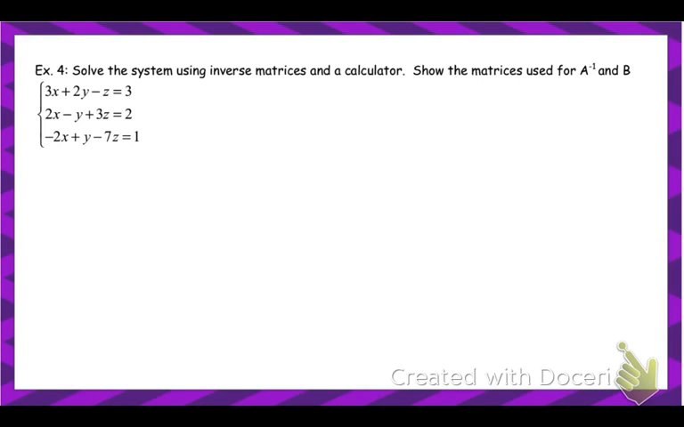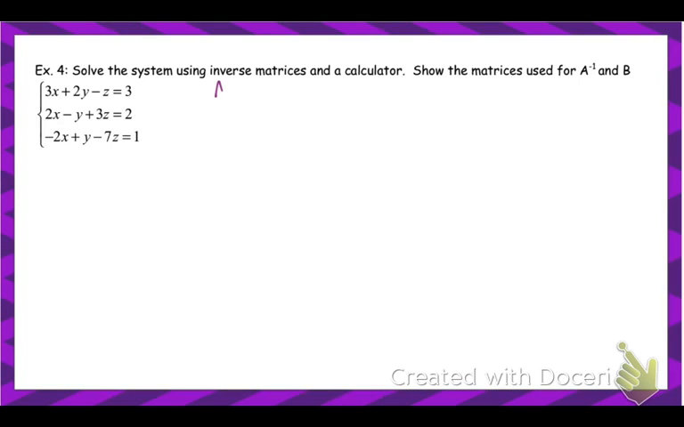So we're going to solve this using inverse matrices. But to find the inverse here, we're actually going to use the calculator, because finding the inverse of a 3x3 matrix is going to take a lot of extra time and a lot of extra calculations. We're just going to use the calculator to find our inverse here. I'm still going to solve it the same way though.